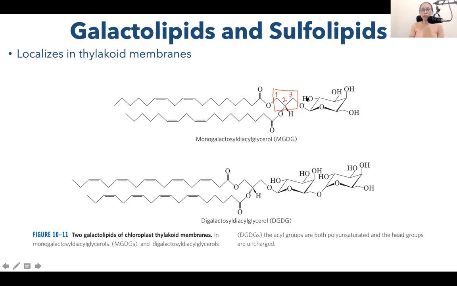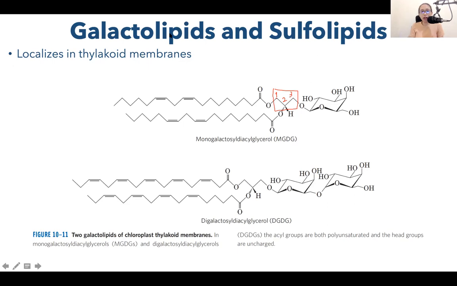So hindi siya limited dyan. Pwedeng disaccharide yung nakakabit. So for example, this one is digalactosyl diacylglycerol. So again, these are the ones found in the membranes of thylakoids in your plants.